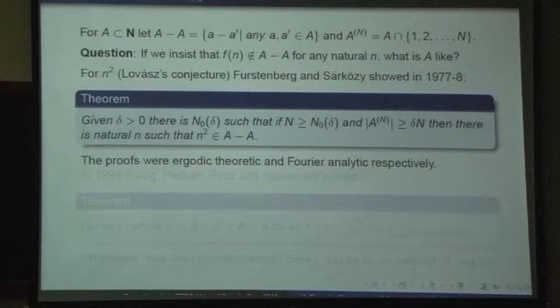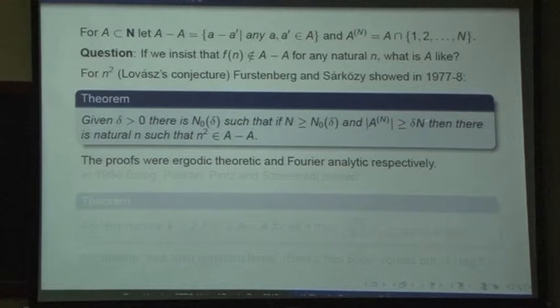This sort of illustrates how these questions were floating around in different branches of math. Sarkozy found a number theoretic proof for this same question, and he actually got a quantitative bound for this density. What's the maximum density that he can have as a function of that big N? But anyway, both of them were equally good ways of setting that.